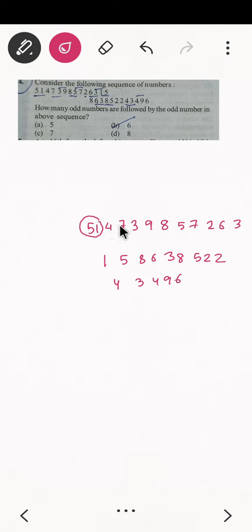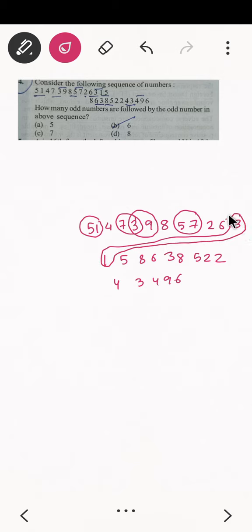4 even, 7 odd, it will be 7 or 3. Next, 3 or 9, both odd, so it will be 3 and 9. 9 or 8, 9 is odd and 8 is even. Similarly 5 or 7, because 5 and 7 are both odd numbers. 2 or 6, no, because 6 is even. 3 or 1, so 3 or 1 is a pair.